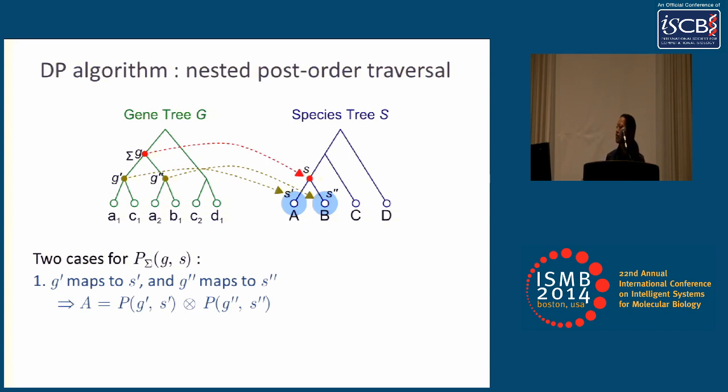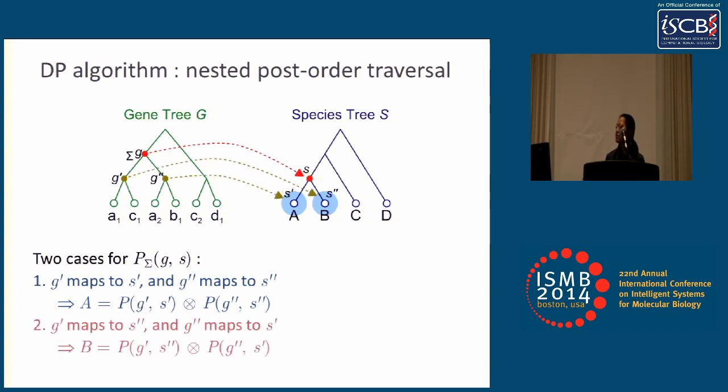So that's one case where I have G prime to S prime and G double prime to S double prime. The other case I have to consider is if I map G prime to S double prime up here, and G double prime to S prime. And it's going to induce a very similar cost, just with G prime and S prime changing respectively.